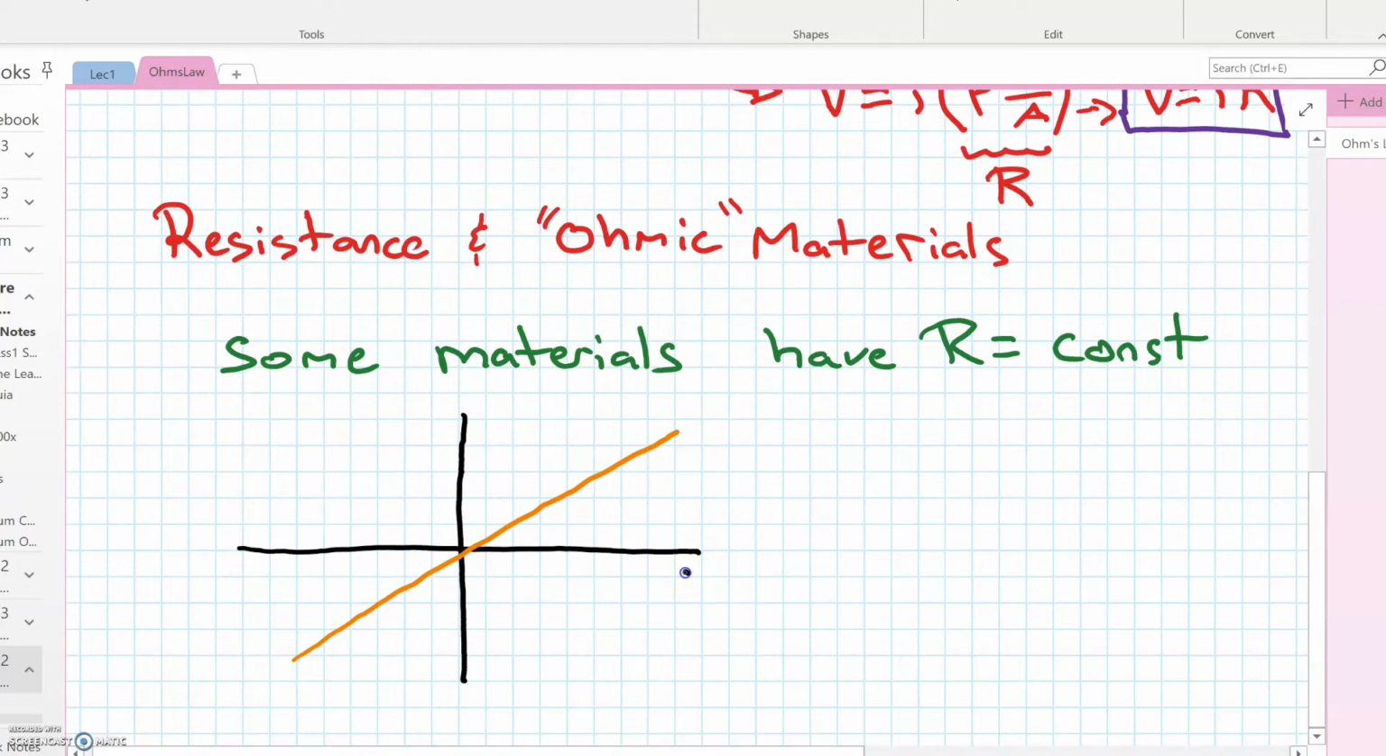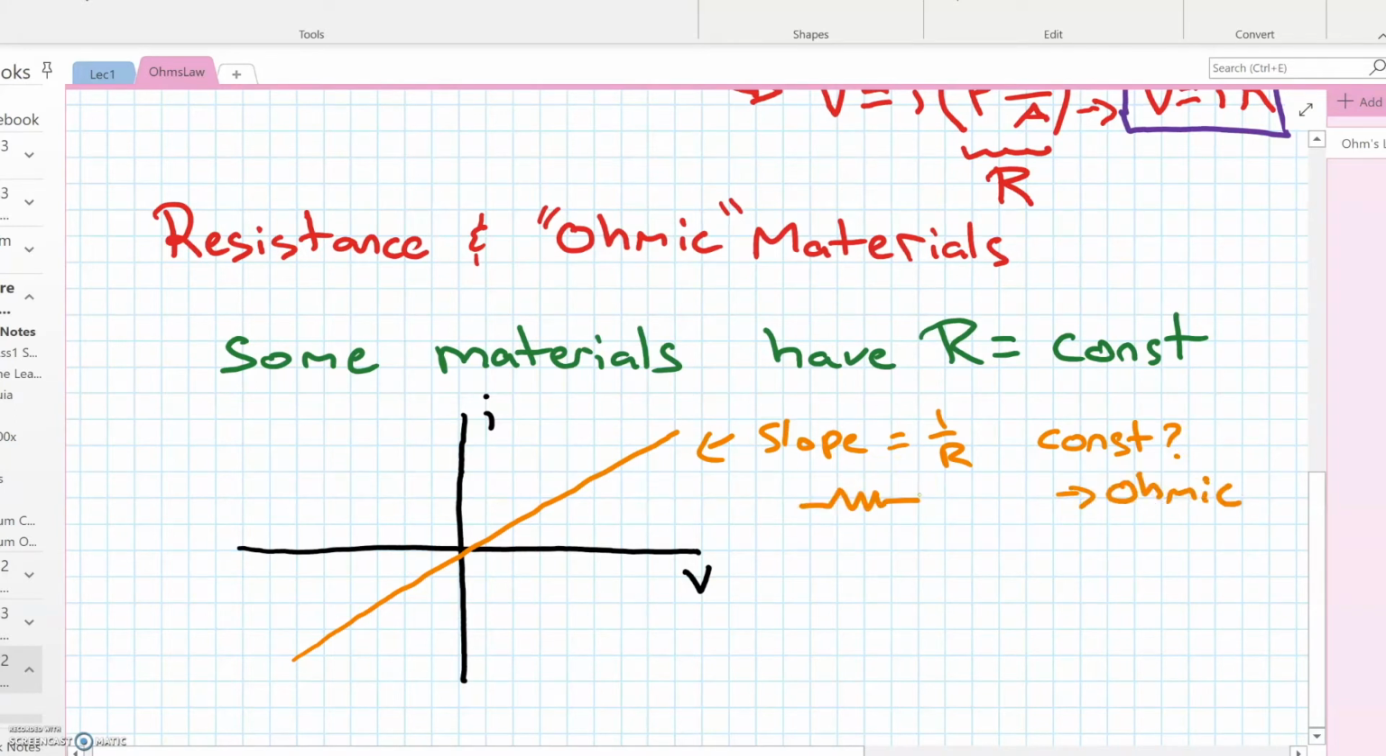Now, often operationally what we're doing is we're adjusting the voltage and looking at the current. So I'll do it this way. In this case, the slope is the inverse of resistance. If that slope is constant, we have an ohmic material. We can test this experimentally. For example, a resistor will have this.